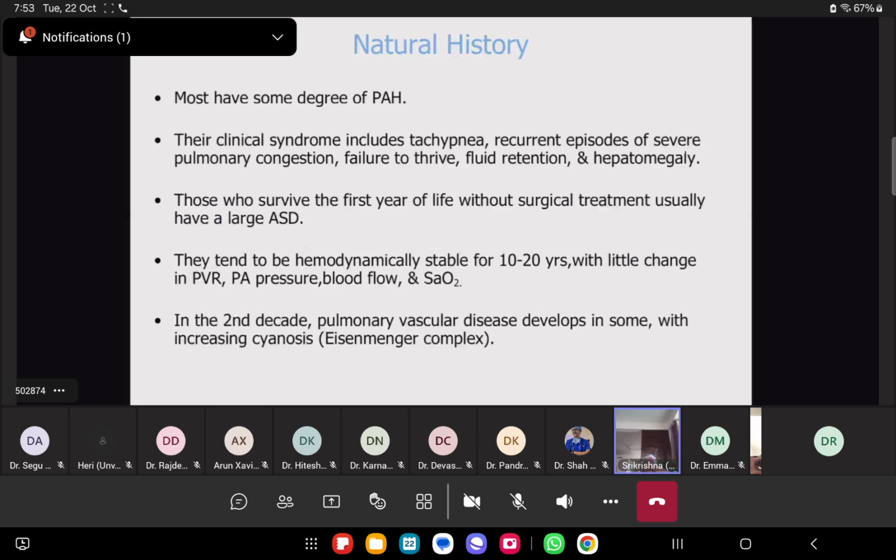Most have some degree of PAH. Their clinical syndrome includes tachypnea, recurrent episodes of severe pulmonary congestion, failure to thrive, fluid retention, and hepatomegaly. Those who survive the first year of life without surgical treatment usually have a large ASD. They tend to be hemodynamically stable for 10 to 20 years with little change in the PVR, PA pressures, blood flow, and saturations. In the second decade, pulmonary vascular obstructive disease develops, leading to increasing cyanosis and Eisenmenger's complex.